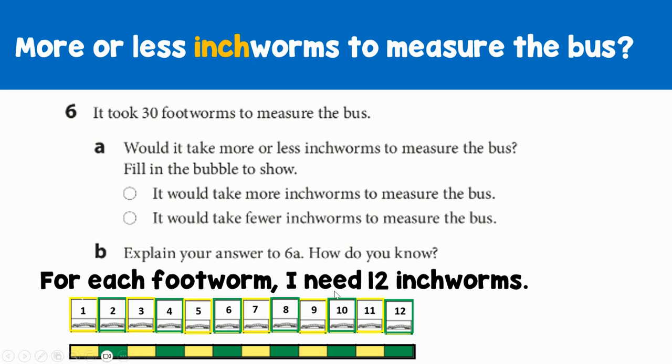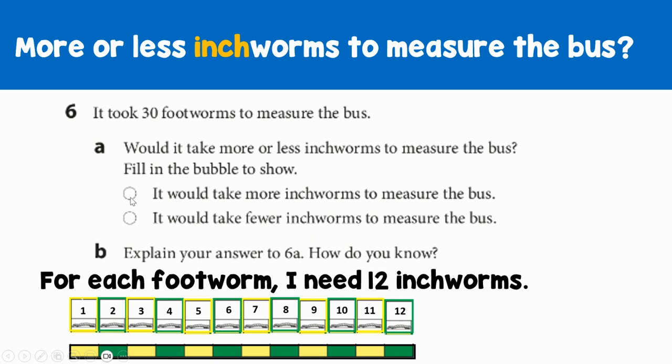Now, if I were to count it all out, I know that there are 3 groups of 10 and 30. And I could count by 12s. 12, 24, 36. And then I'd have to add a 10, so 360. So if I did the math, there would be 360 inchworms to make the entire bus.